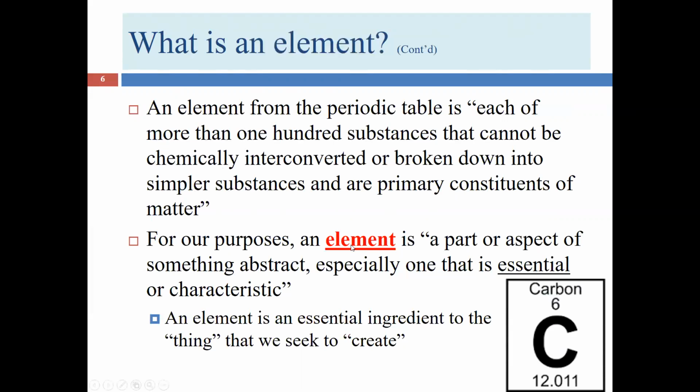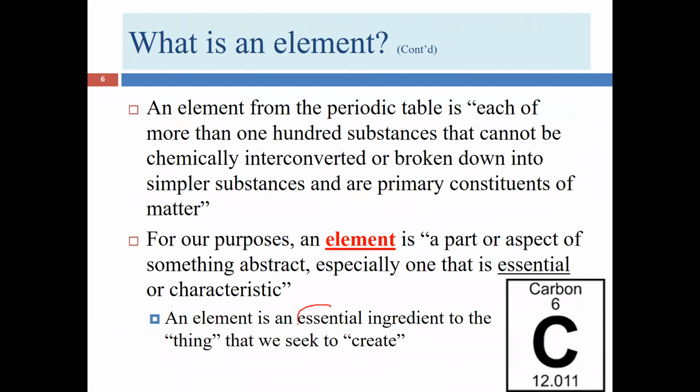Our definition of element is going to be a little bit different. It is a part or aspect of something abstract, especially one that is essential or characteristic. The idea of a contract is kind of inherently abstract. You can't touch a contract. I mean, obviously you can reduce a contract into writing, but the idea of contract is not a touchable thing. And so when we talk about elements, we're talking about the tangible things or the characteristics that allow us to conceptualize that idea. An important idea here is that elements are essential.